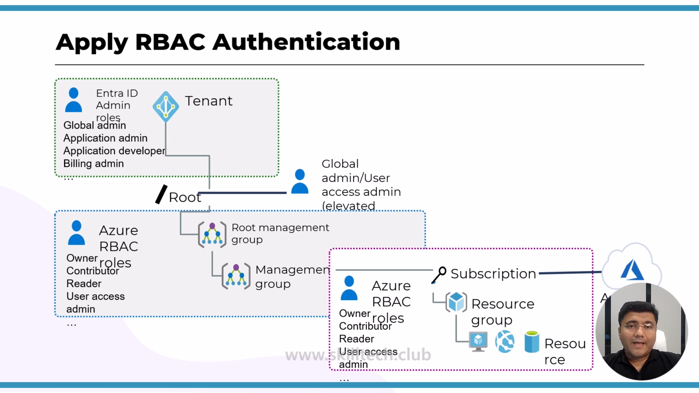If you want to apply access management at the tenant level, then maybe you're going to use administrative roles for that. And that's where you can see in the first box, we have global admin, application admin, or application developer kind of roles available, which are all administrative roles. But exactly below that, when you go to the root management group or management group, or maybe resource group and subscription, all of those are Azure role-based access control roles. And from that point onwards, you're going to do access management with role-based access control.